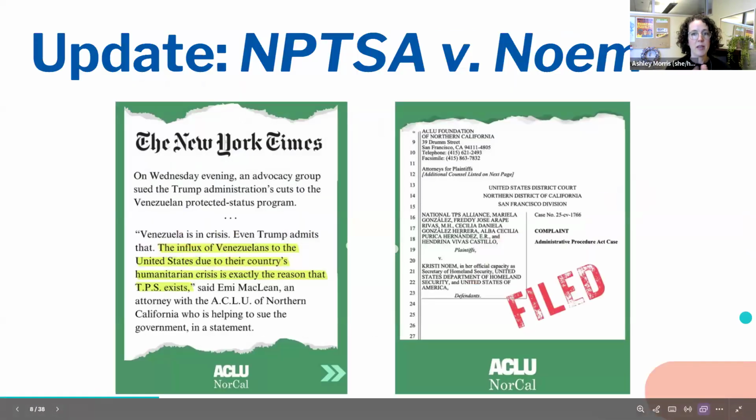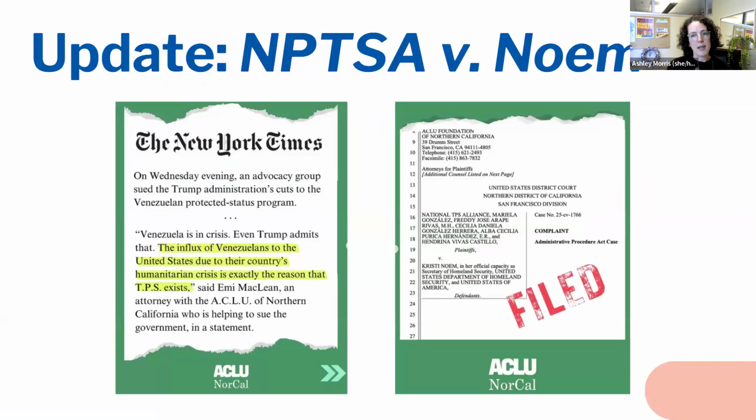Okay, I have better news. Last month, I shared a bit about a lawsuit that was brought on behalf of a group of Venezuelans with temporary protected status, or TPS, who sued the Trump administration, represented by ACLU of Northern California and our partners, over the Trump administration's unprecedented attempt to strip hundreds of thousands of migrants of their lawful immigration status.